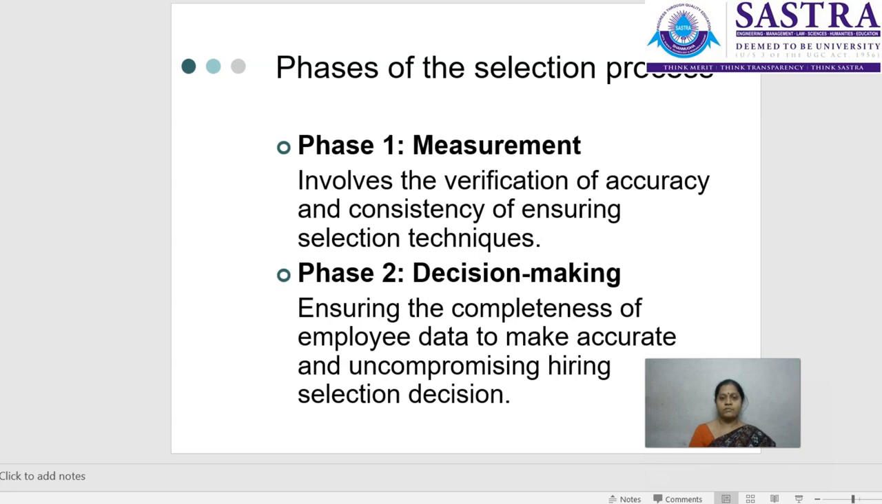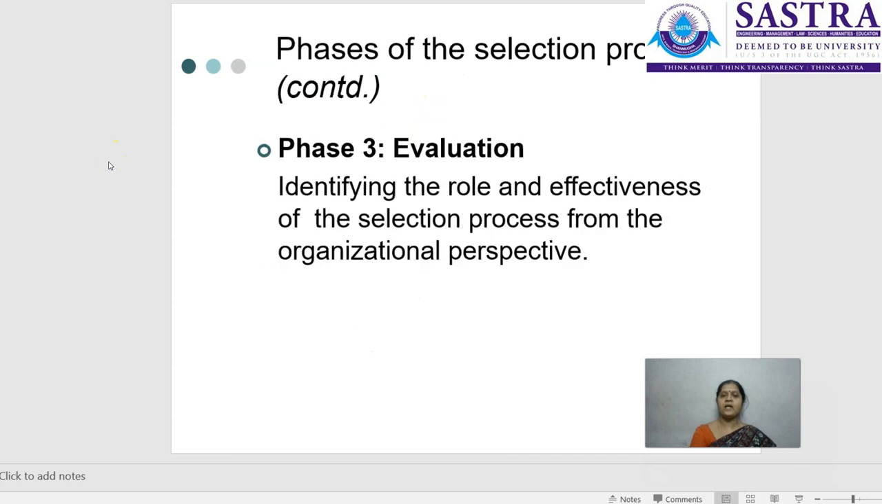So by making use of that information, we can make the decision making here in the second phase. So that is the second phase in the selection process. And the third phase is about the evaluation. So evaluation is the role and effectiveness of the selection process will be evaluated from the organizational perspective.